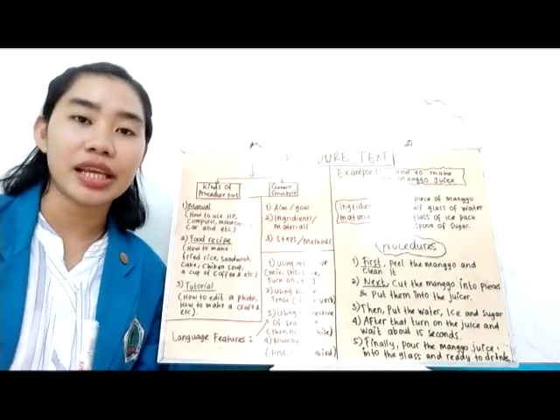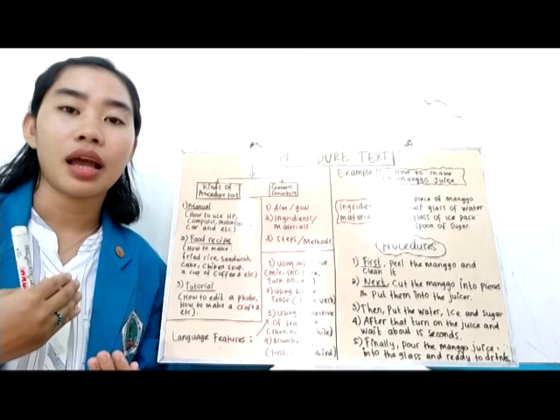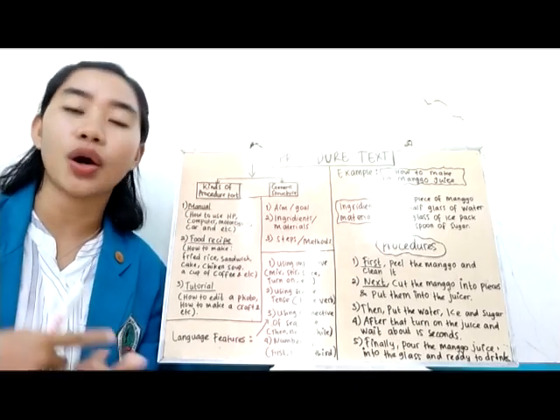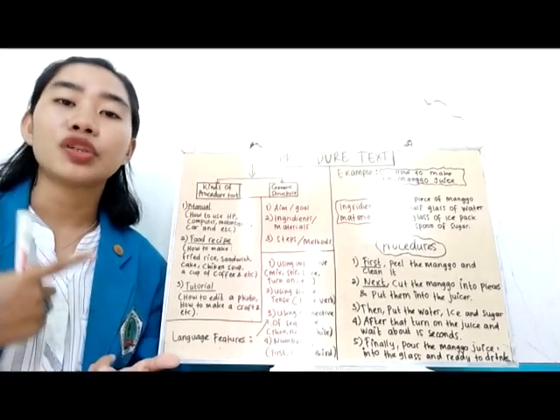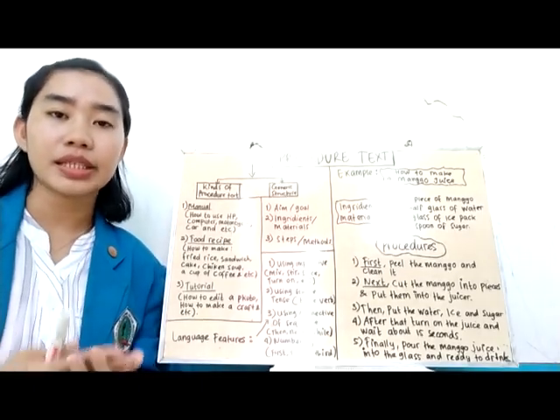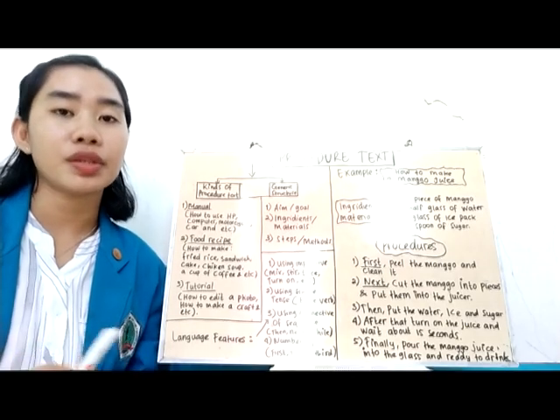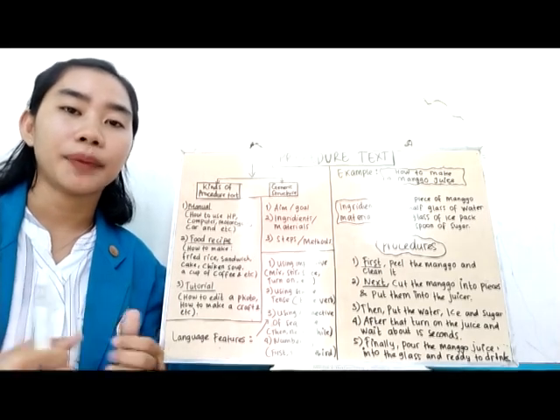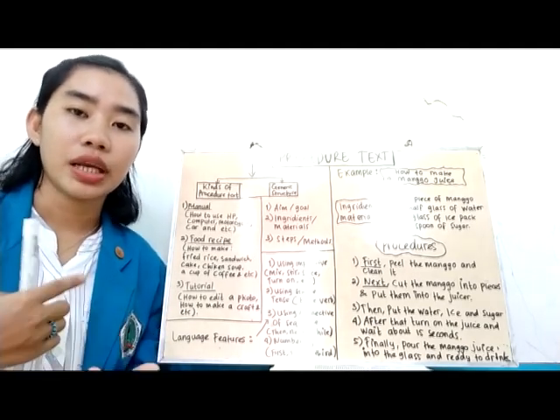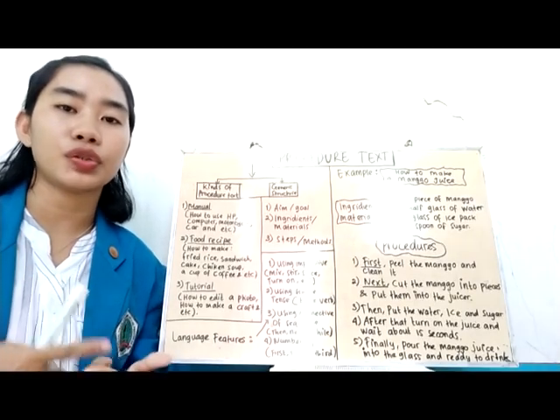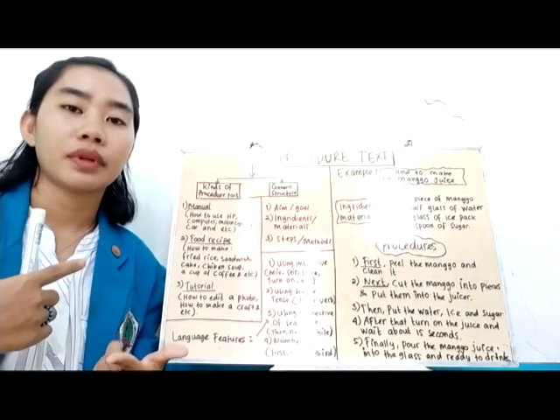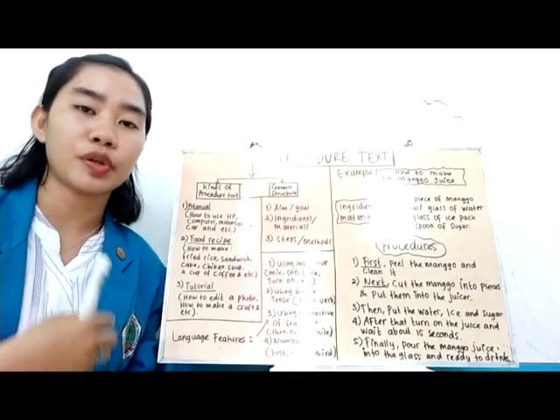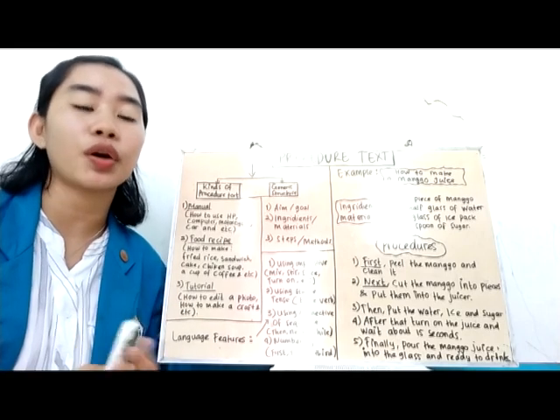The definition is a text containing a goal and steps, how to make, how to create, or how to do something. And the purpose is to tell the reader or audience who watches or listens to our procedure how to do something, to give the manner or the example of the procedure text to the readers or audience.